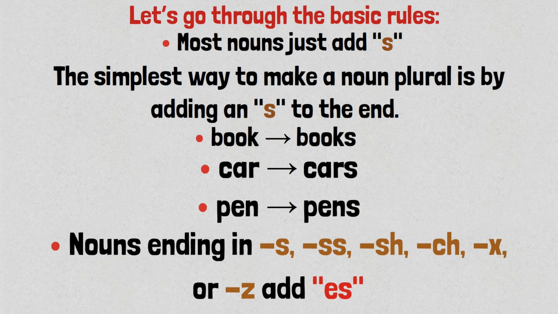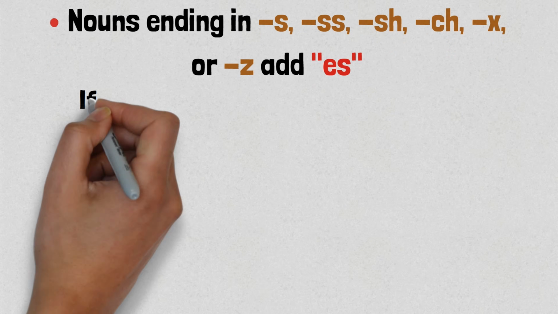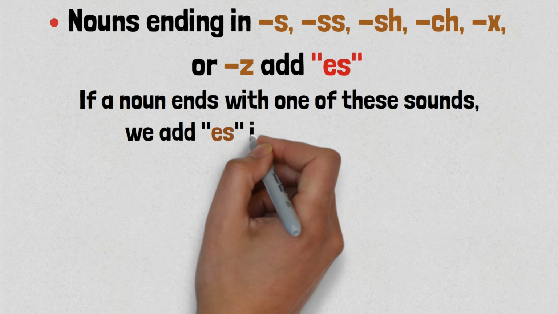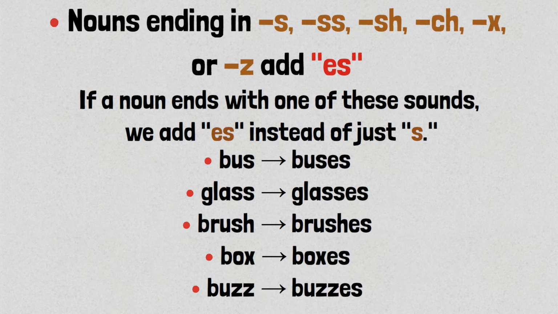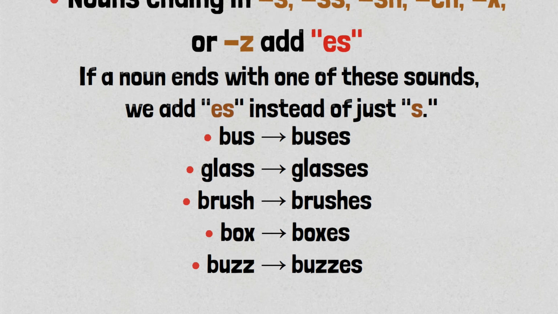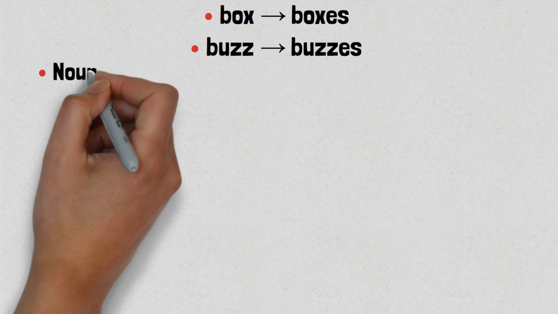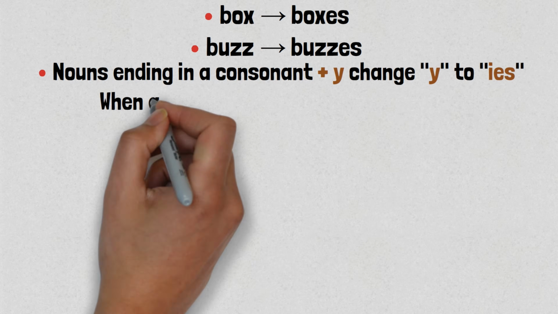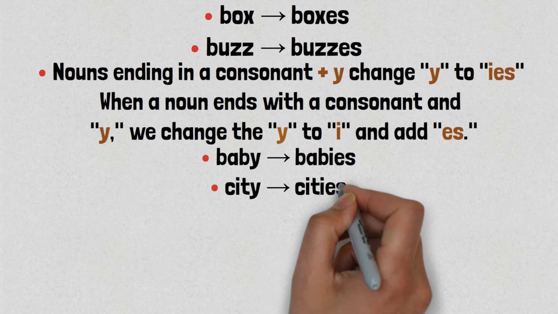Nouns ending in s, ss, sh, ch, x, or z add es. If a noun ends with one of these sounds, we add es instead of just s. Bus, buses. Glass, glasses. Brush, brushes. Box, boxes. Buzz, buzzes.